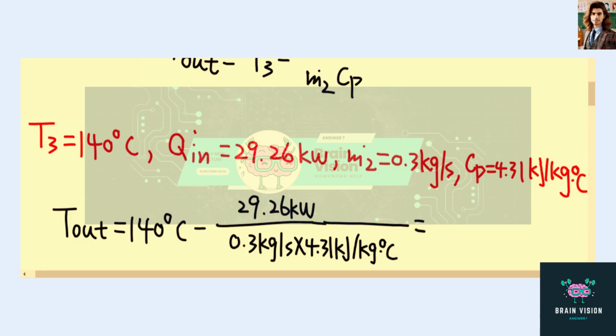And this will give us the exit temperature for the geothermal water is about 117.4 degrees Celsius. And these are the answers for this question.